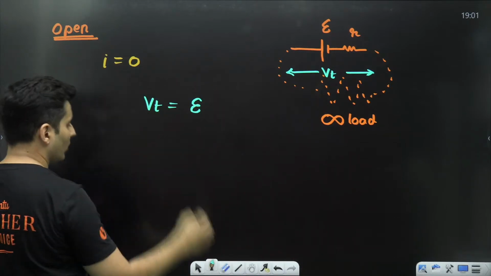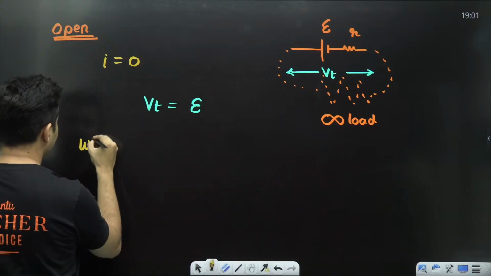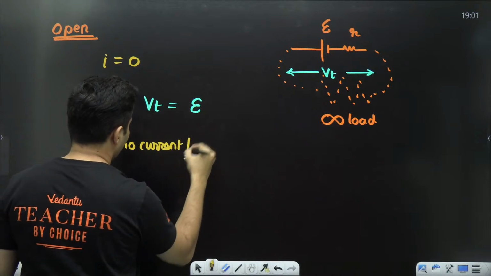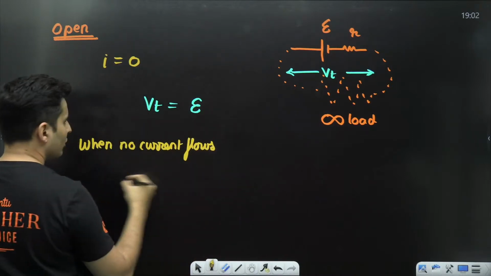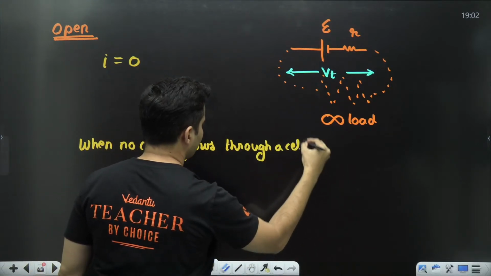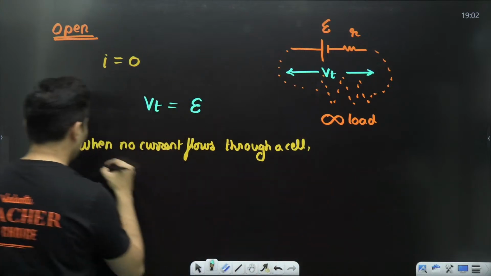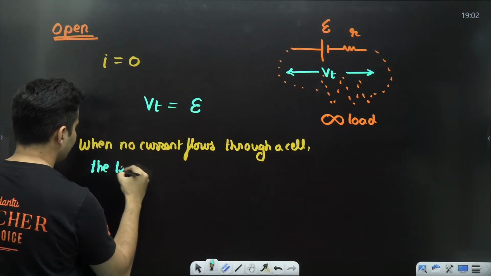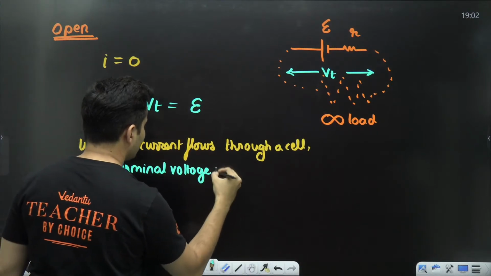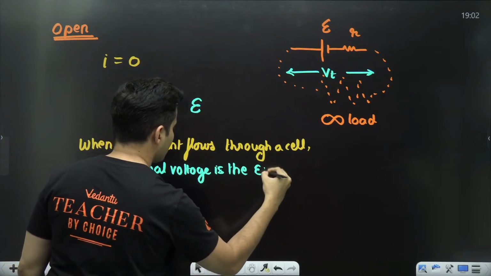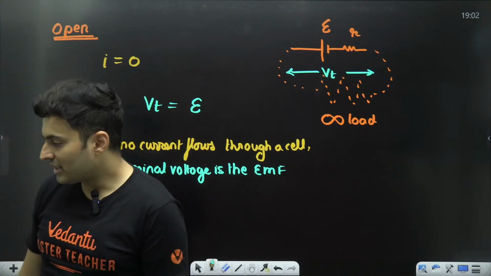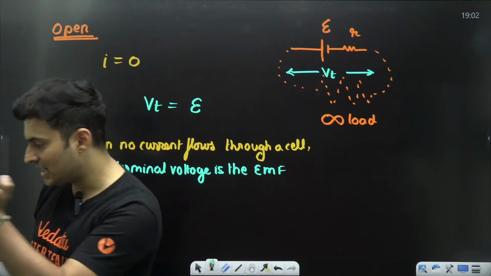So when no current flows through a cell, the terminal voltage is the EMF. Very, very important. No current, no voltage lost across internal resistance. Complete voltage is the EMF.